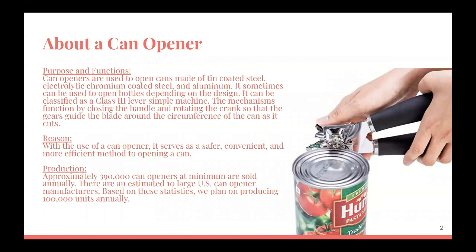Can openers are used to open cans made of steel and aluminum. A can opener gives a safer, convenient, and more efficient method of opening a can. Based on statistics, we found that approximately 390,000 can openers are sold a year, and based on this, we decided to produce 100,000 units annually.